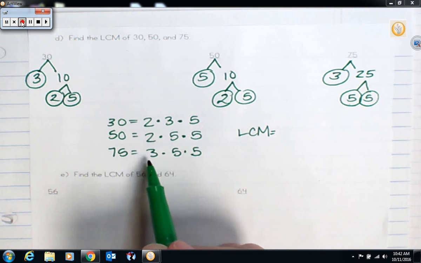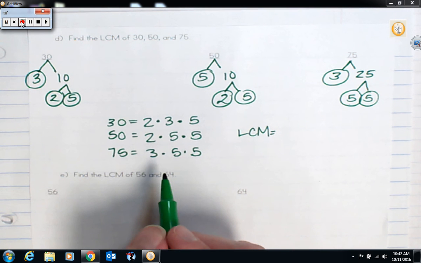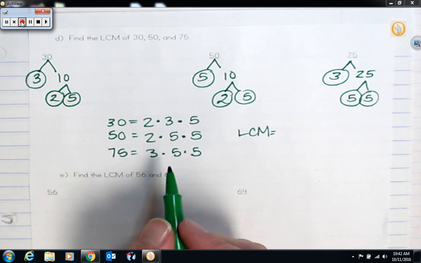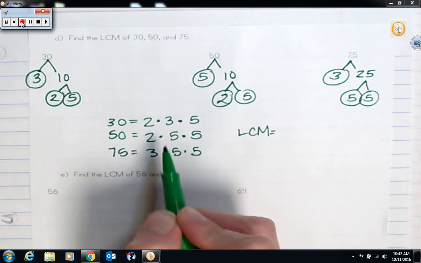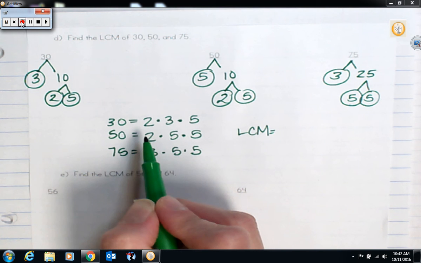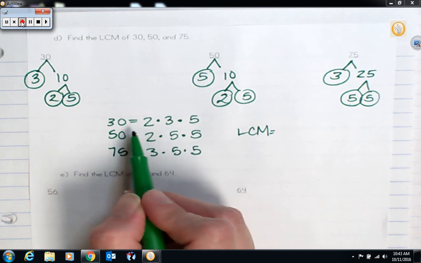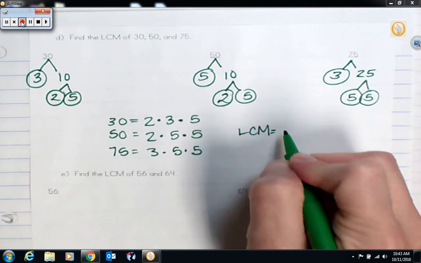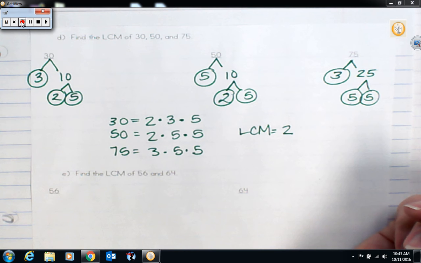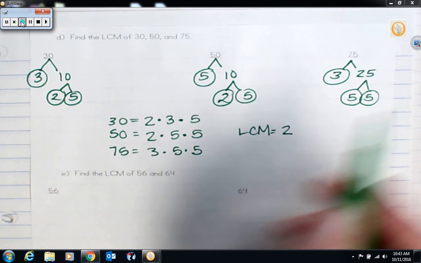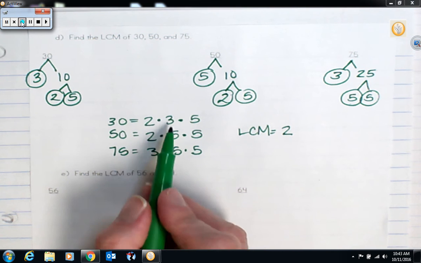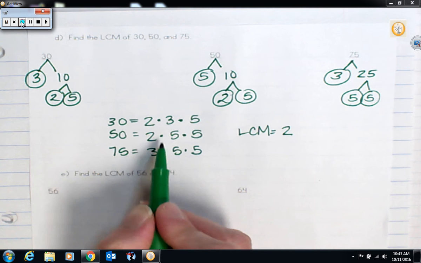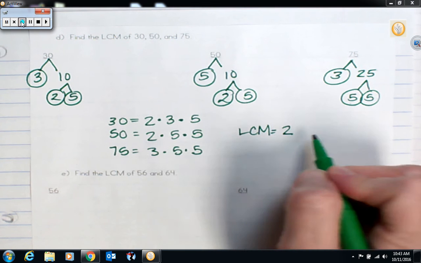And then I did the prime factorization for 50 and the prime factorization for 75, and I found each prime factorization. Now to find the least common multiple from the prime factorizations, I'm going to look for the greatest number of times each of the prime factors appears. So my smallest prime factor I'm looking at is 2. The greatest number of times it appears in any of these prime factorizations is once. So I'm going to use one 2. Then I see 3. The greatest number of times a 3 appears in a prime factorization is once. So I'm going to use one 3.